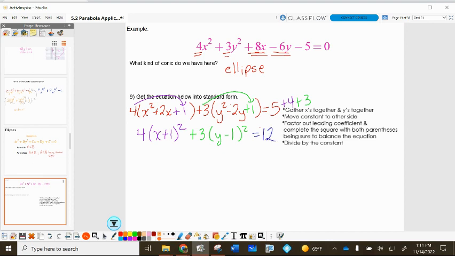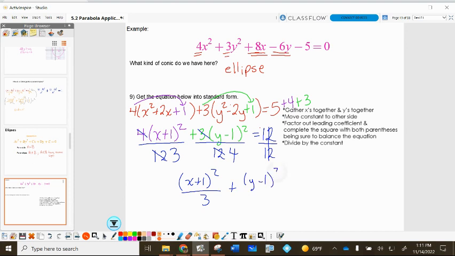Okay, we're almost there. Last step to get it in standard form. I'm going to divide each term all the way through by whatever my constant is over here, because remember, I want that to be 1. So I'm going to divide by 12 all the way through. Now that'll go to 1. 4 goes into 12 3 times. 3 goes into 12 4 times. So that's going to look like x plus 1 quantity squared over 3 plus y minus 1 quantity squared over 4 equals 1. Ta-da! We did it.